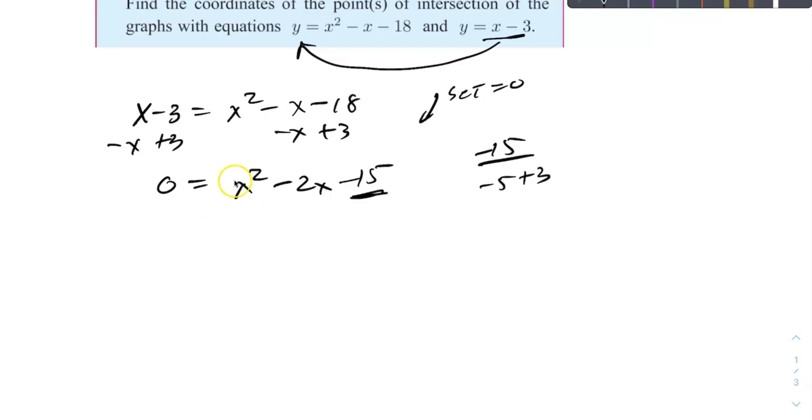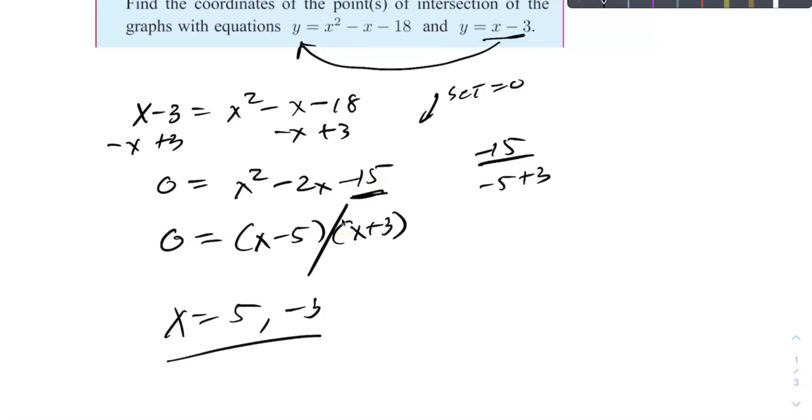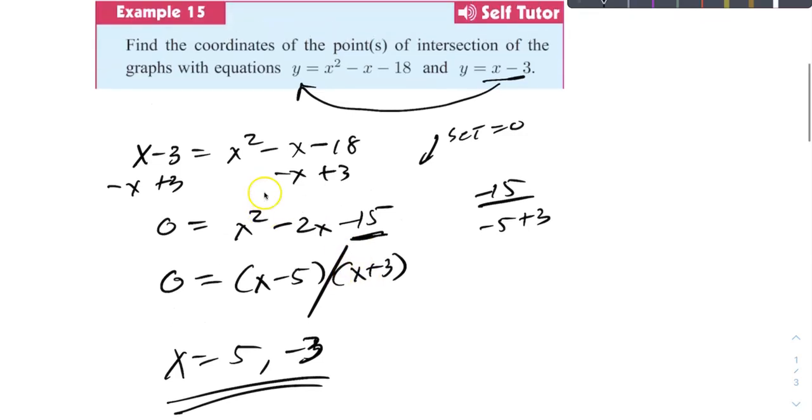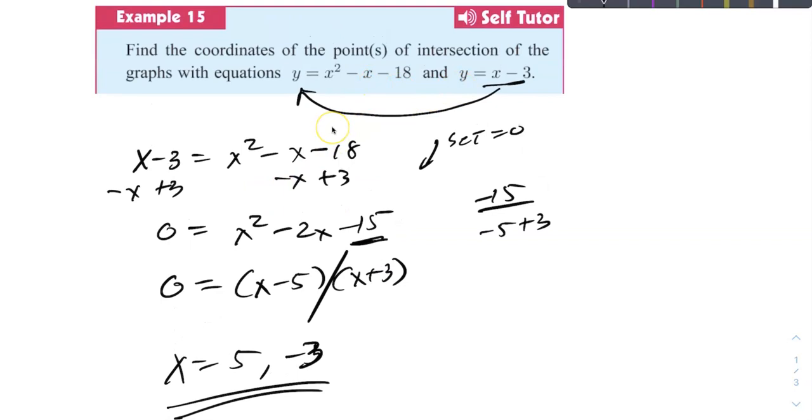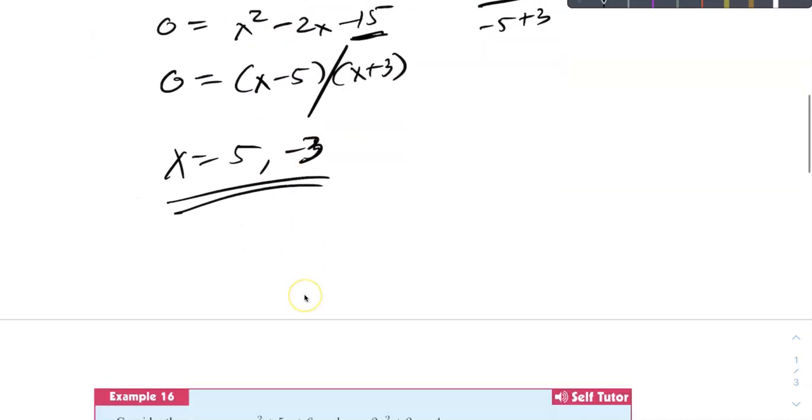Again, there's no coefficient in front of x squared, so I'm just going to factor straight ahead. You get this, and then since we want to solve, we split and solve. I get x equals 5 and negative 3. So there we go. Basically, just set them equal to each other, set equal to 0 and factor, because that's the way you solve any quadratic, right? You always solve a quadratic by setting equal to 0 and either factoring or using the quadratic formula.